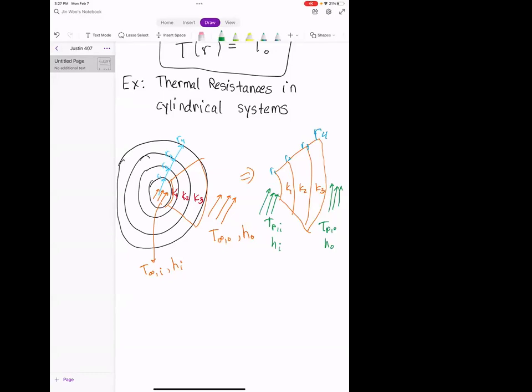And so we can go ahead and give this a story. Okay. And so let's say that we have a very common situation: a very hot liquid that's flowing on the inside, right? And so let's say that this pipe is transporting some very hot oil. Okay.